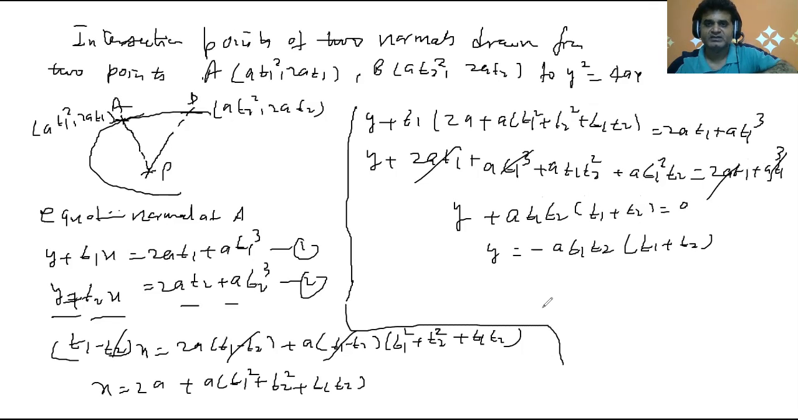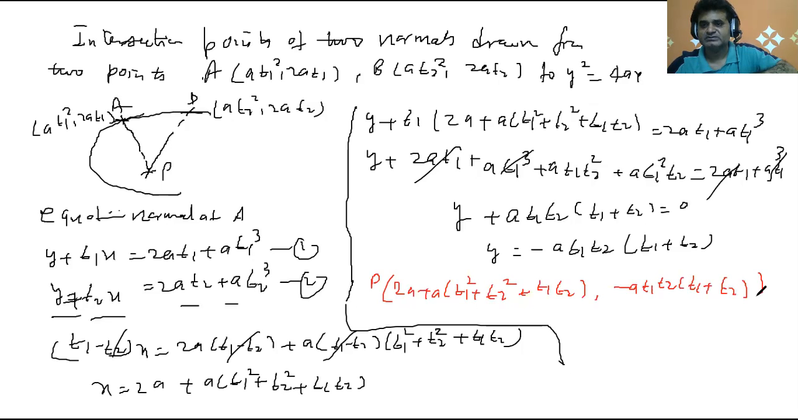So the coordinate of P is basically 2a plus a times t1 square plus t2 square plus t1 t2 comma minus a t1 t2 times t1 plus t2. So this is the point which we have to remember. Otherwise, you have to calculate from scratch. So that's all in this video, and the rest we'll discuss in the next class.